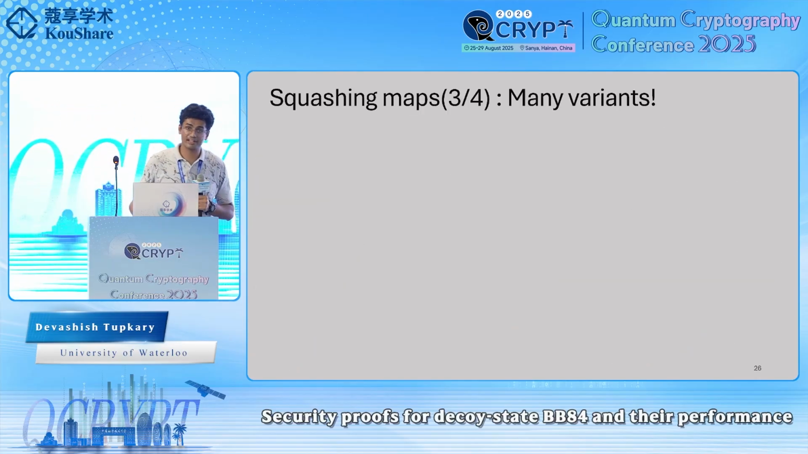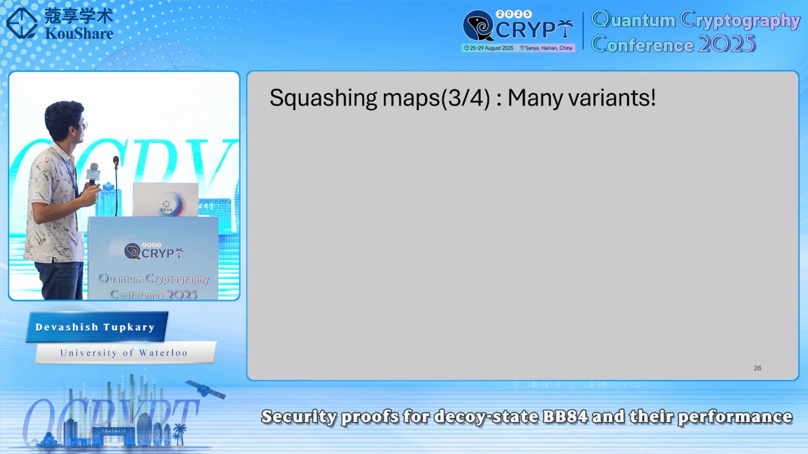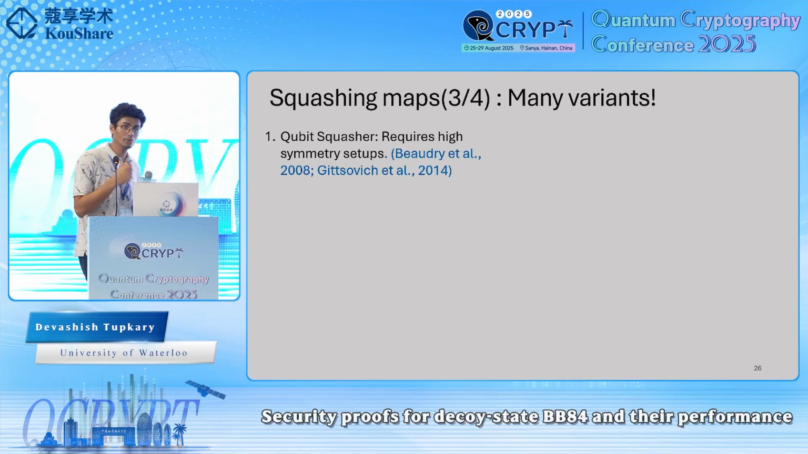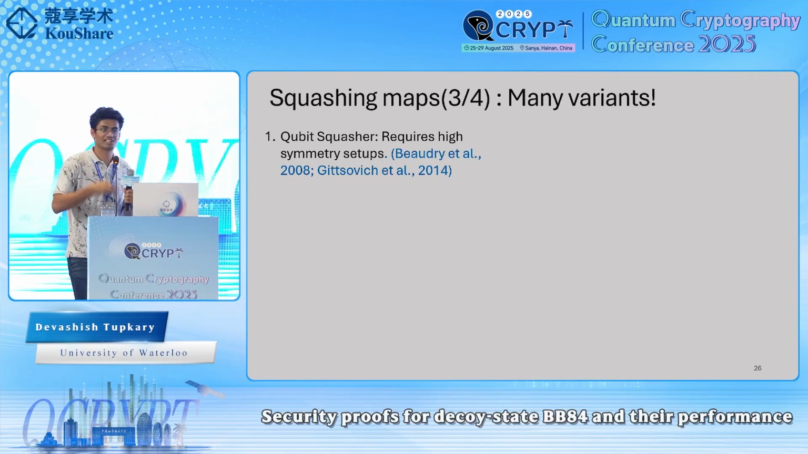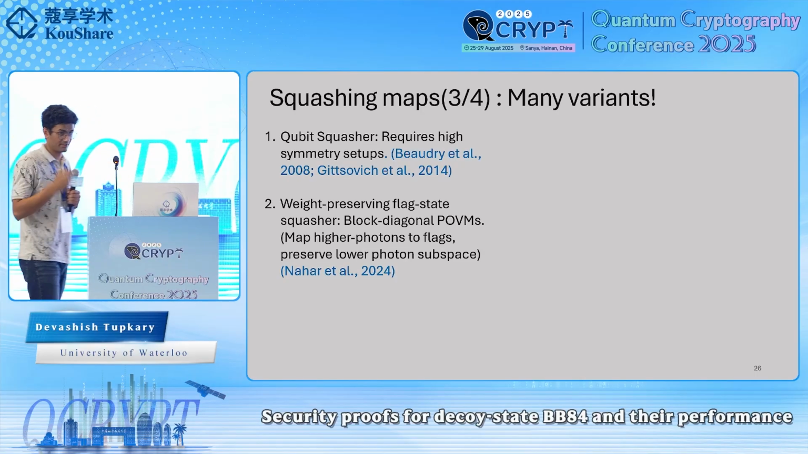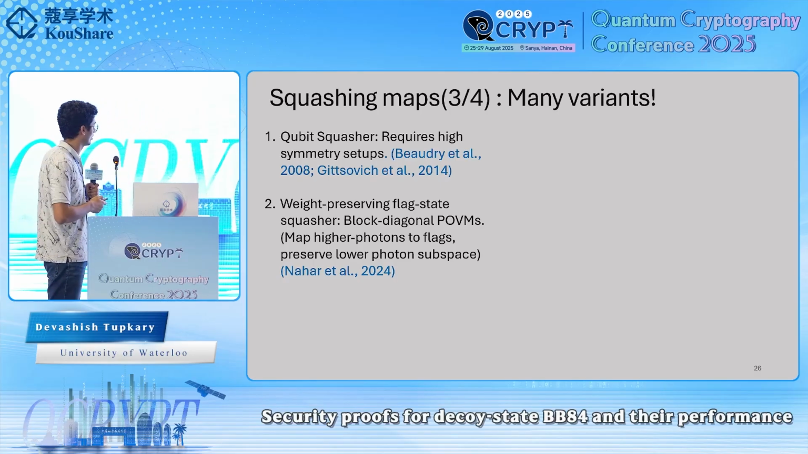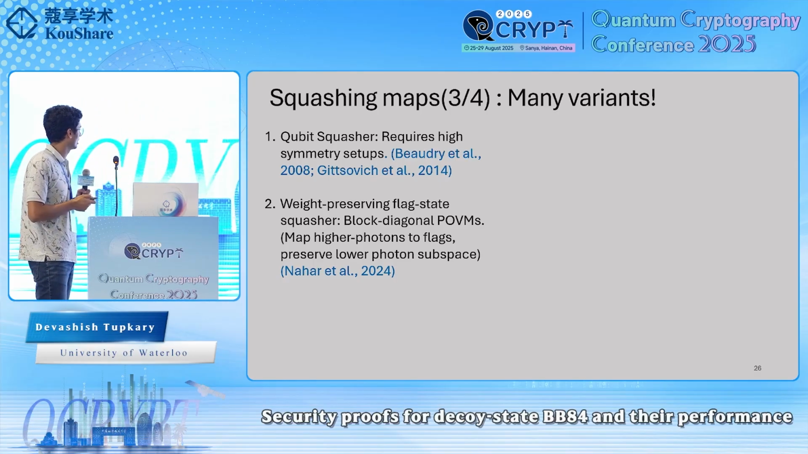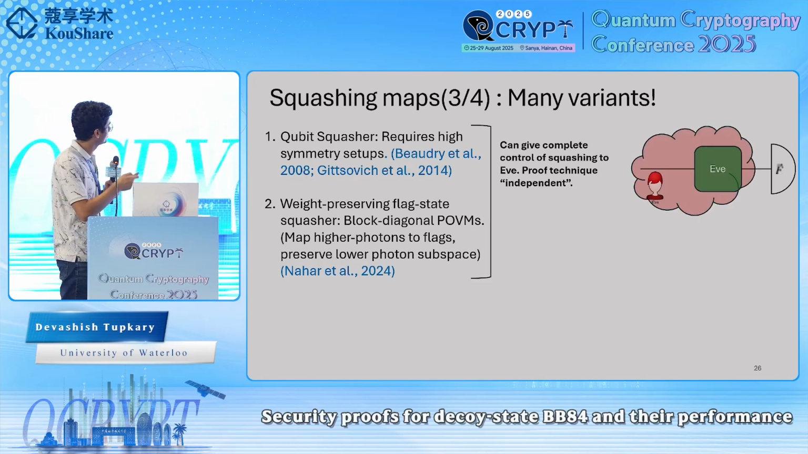There are again many variants of squashing maps, and the way they are used in proofs is also sometimes different. So we have the qubit squasher, for instance, which under some high symmetry conditions where all loss and dark counts, etc., in threshold detectors are equal, allows you to think of it like you're measuring a qubit. Right? We have the weight preserving flat squasher, which is a lot more general. It just requires some block diagonal structure and photon number that was invented a bit later.